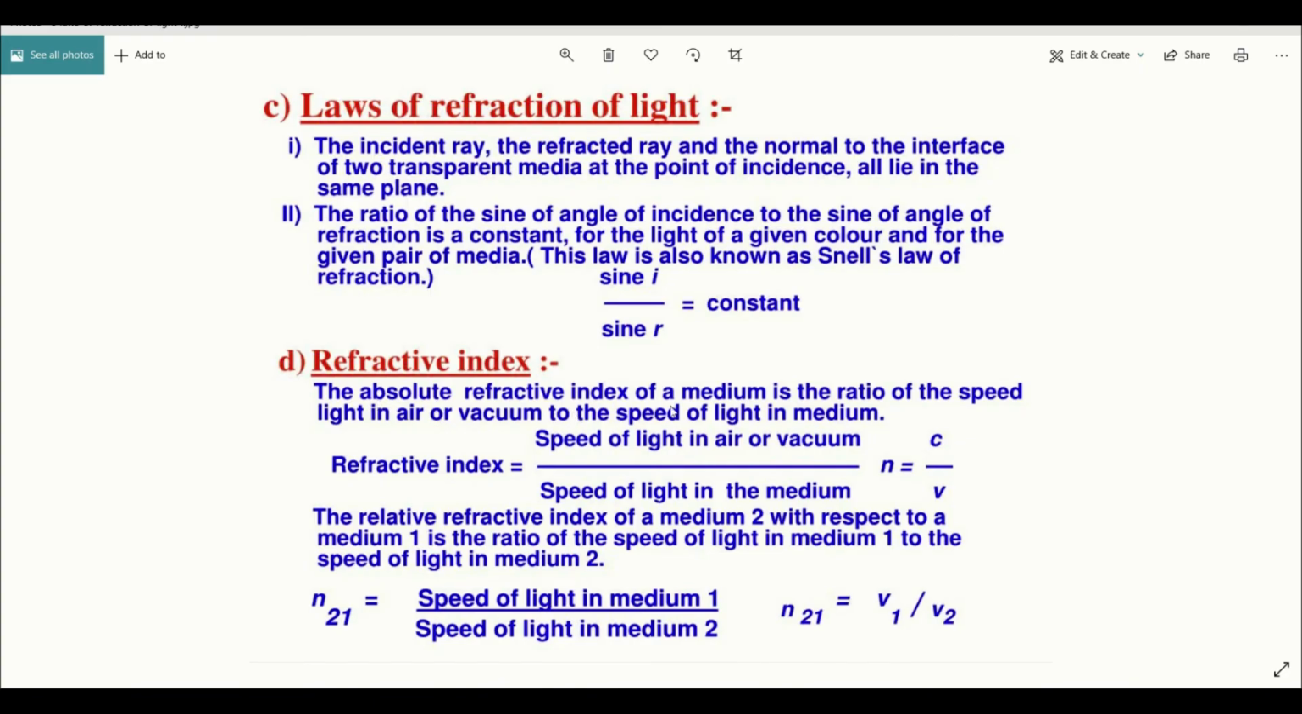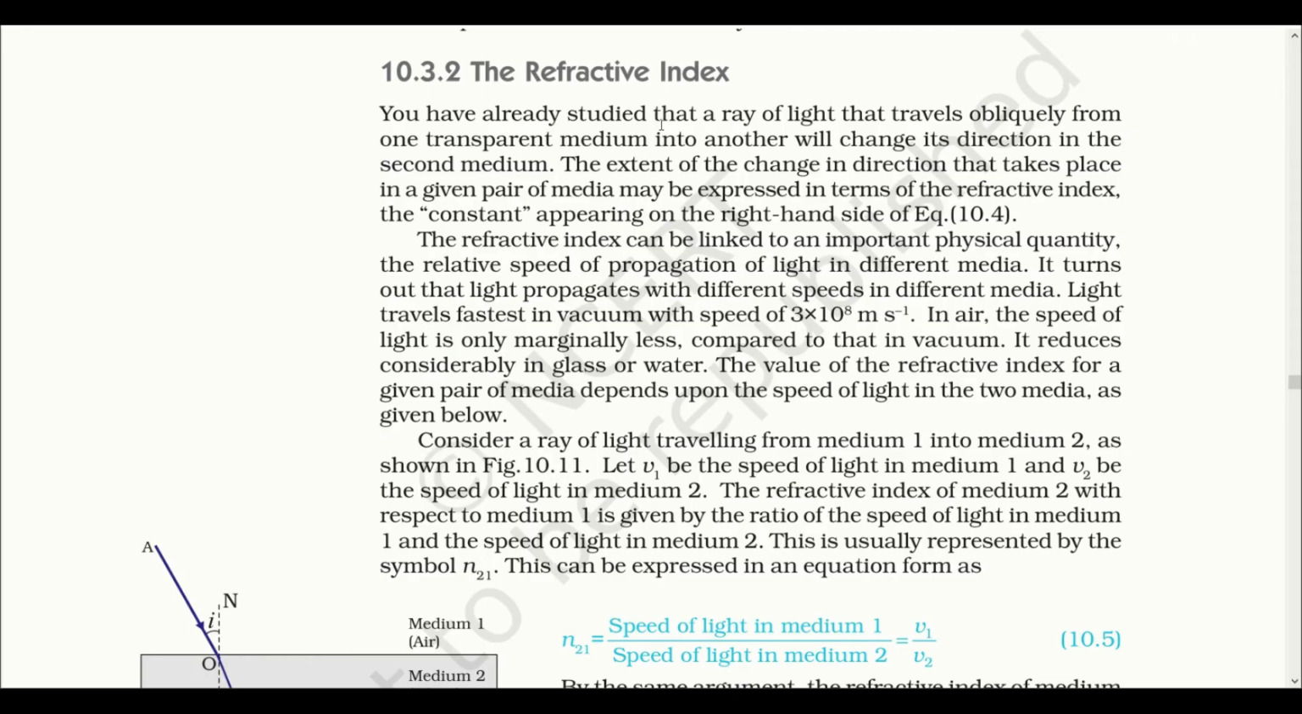The absolute refractive index of a medium is the ratio of the speed of light in air or vacuum to the speed of light in that medium. So when you take the ratio of the speed of light in vacuum and the speed of light in any medium, you will get a value, and that will be called the refractive index of that medium. Let's study the refractive index from the textbook.